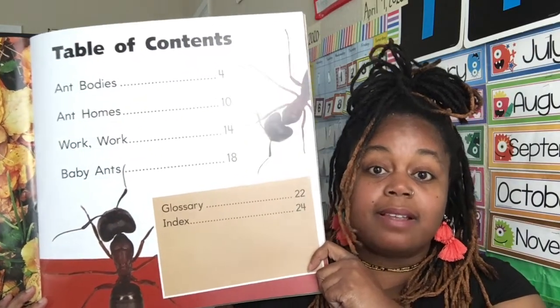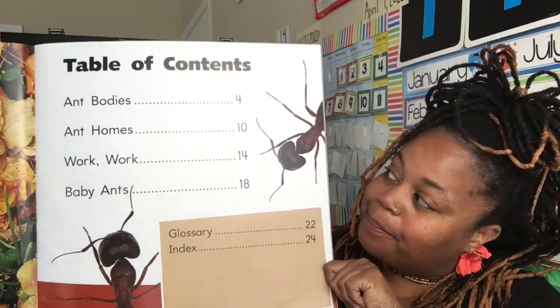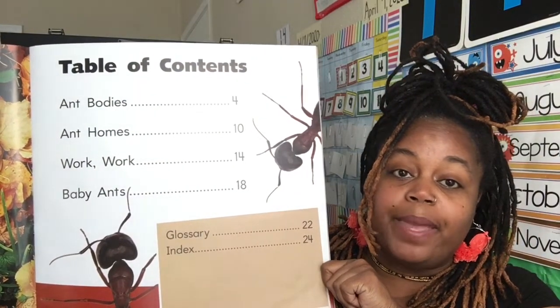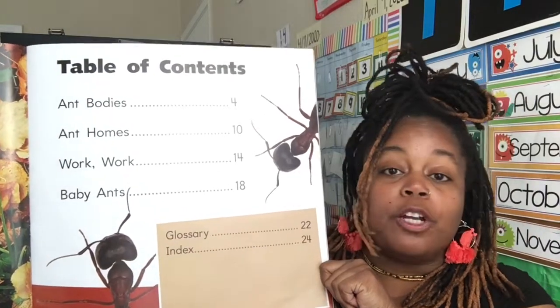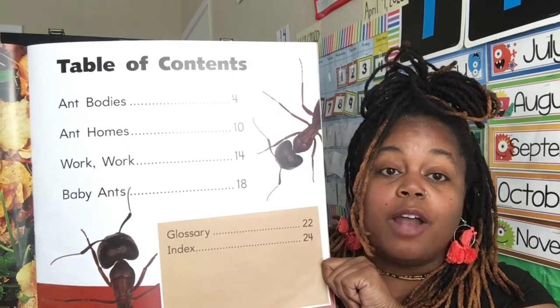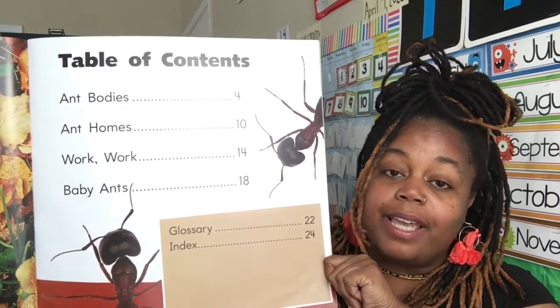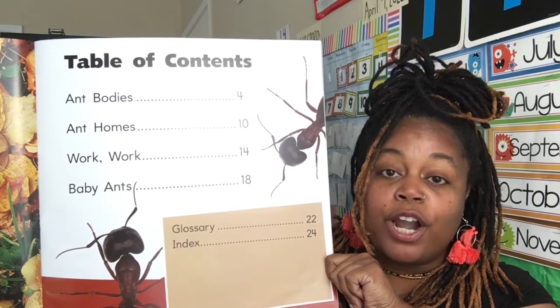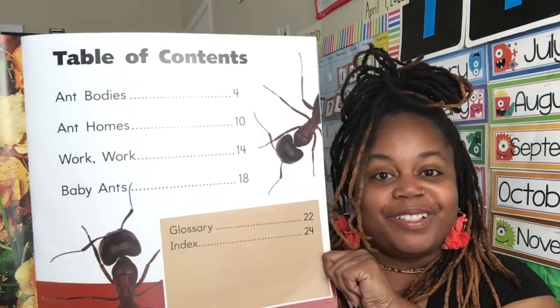You're going to learn about ant bodies on page 4. We'll learn about ant homes on page 10, and we will learn about what the ants do on page 14. And on page 18, we'll learn about the baby ants: how ants are born and how they get here.